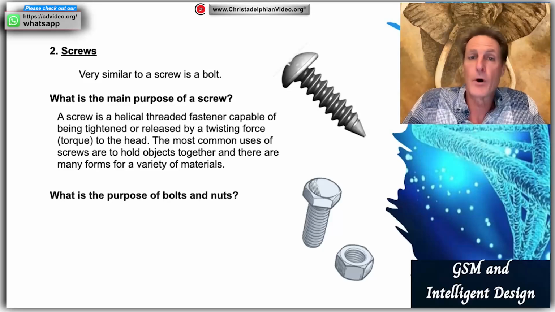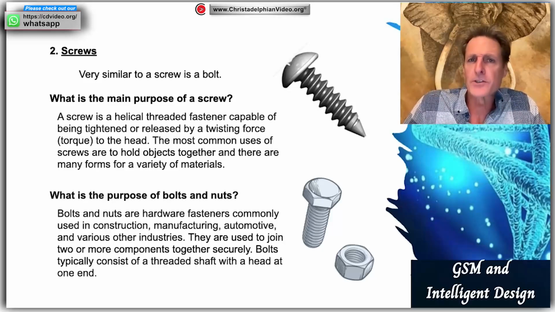What is the purpose of bolts and nuts? Well, bolts and nuts are hardware fasteners commonly used in construction, manufacturing, automotive, and various other industries. And they are used to join two or more components together securely. Bolts typically consist of a threaded shaft with a head at one end.